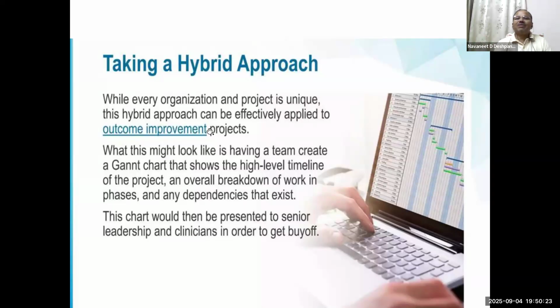The outcome-based improvement is very essential. So that is known as an outcome improvement project. What it may look like is having a team create a Gantt chart that shows the high-level timeline and an overall breakdown of the work in phases. So each and everything is broken down. The higher tasks are there, higher goals are there. Those are subdivided into minute things for the departmental level.